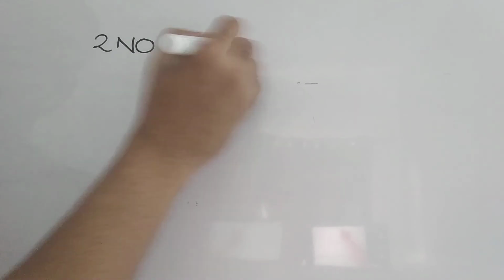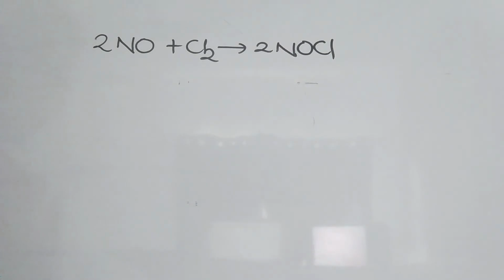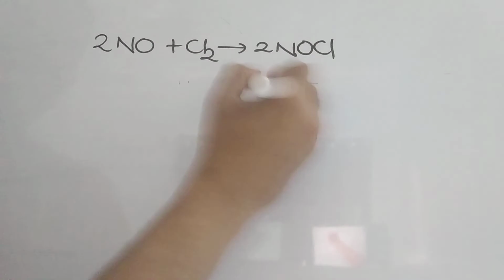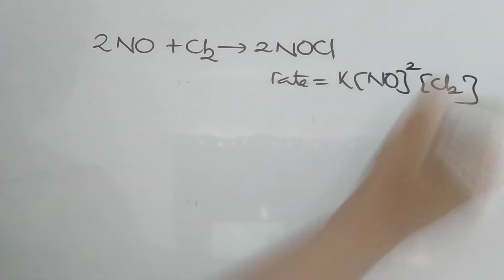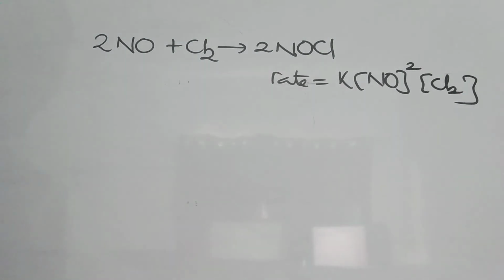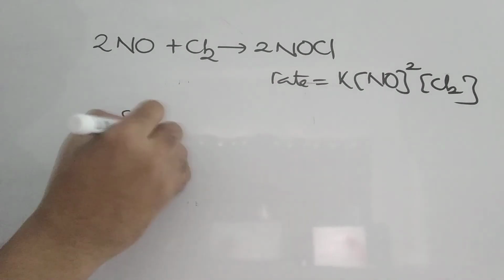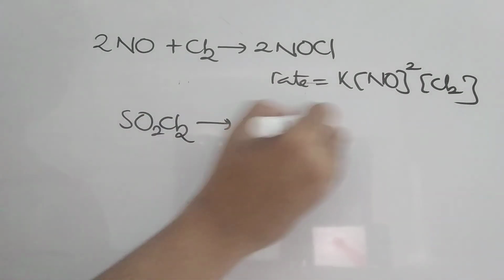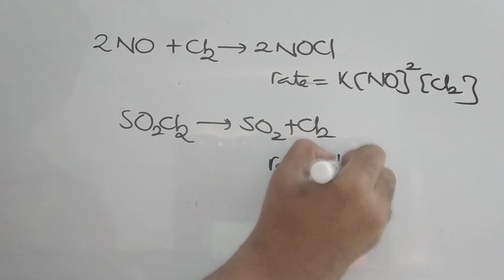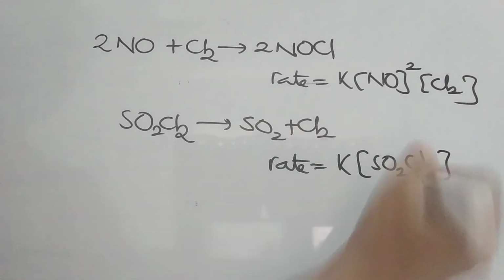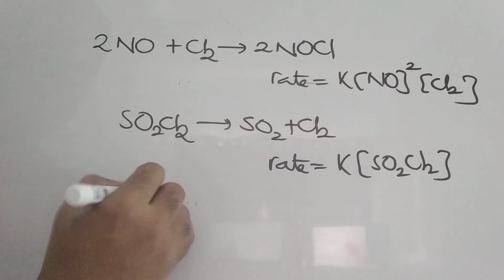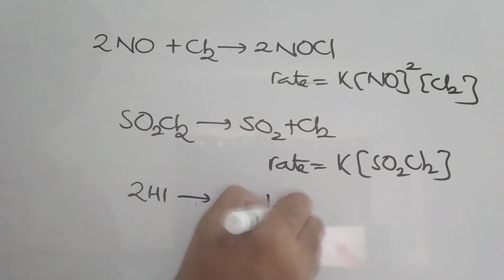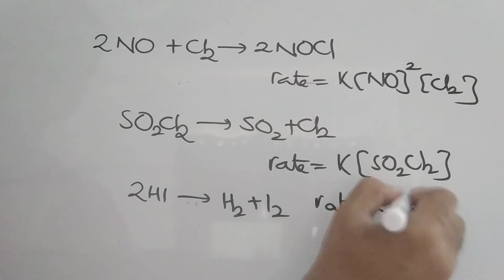NO when it reacts with Cl2 gives NOCl. In this case, the rate is equal to K into NO square and Cl2. So you can say this is an elementary reaction. SO2Cl2 gives rise to SO2 plus Cl2. Here rate is equal to K into SO2Cl2. These are all examples for you. Later you can take these examples in order and molecularity purpose also you can use these examples only. 2HI gives rise to H2 plus I2. Rate is equal to K into HI square.